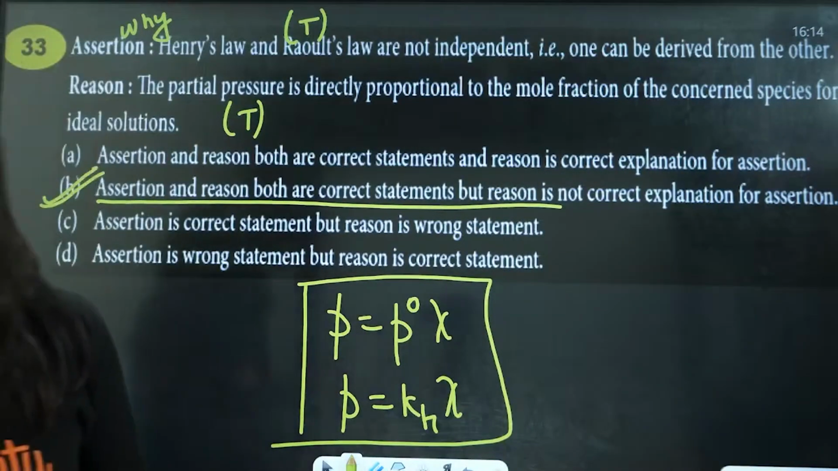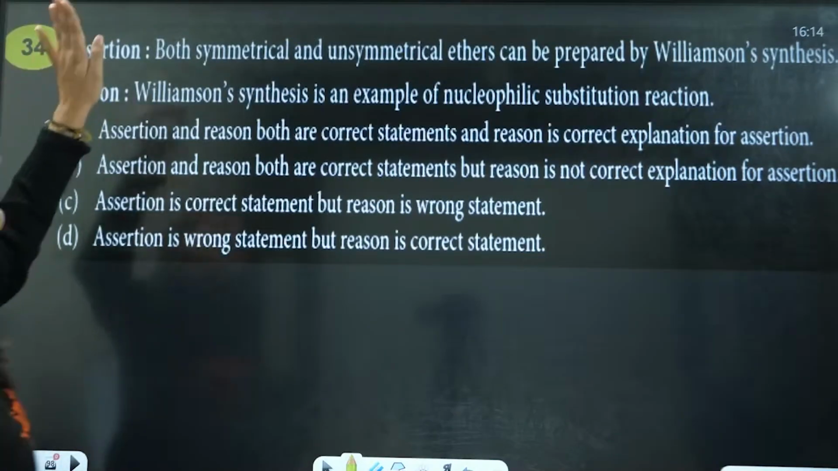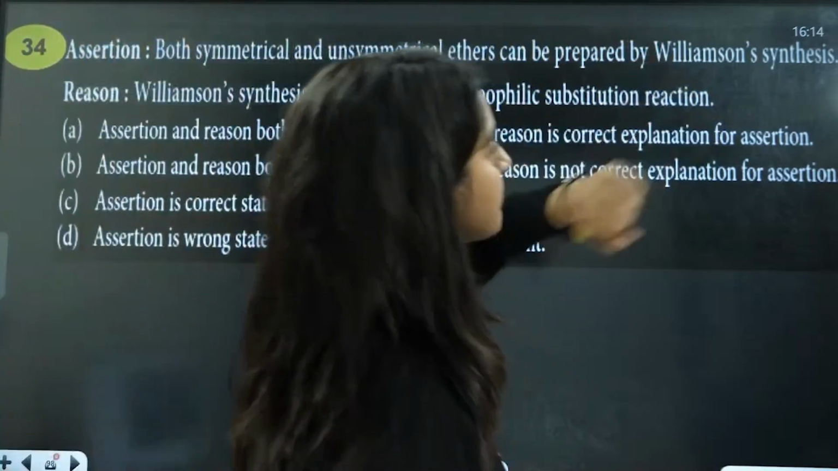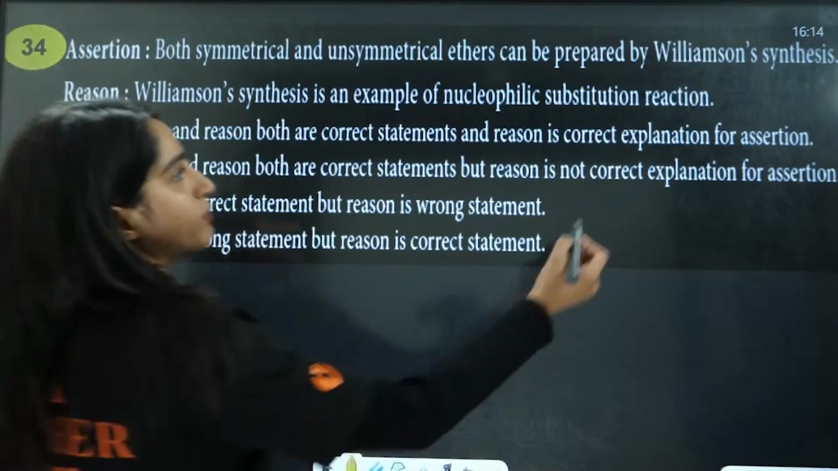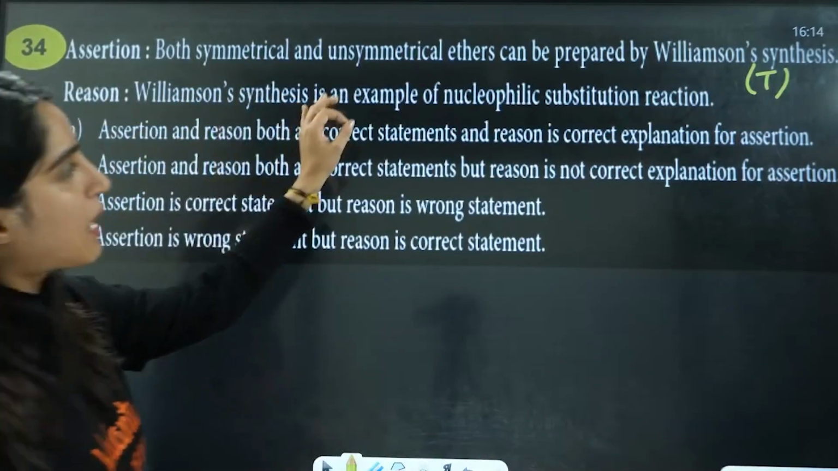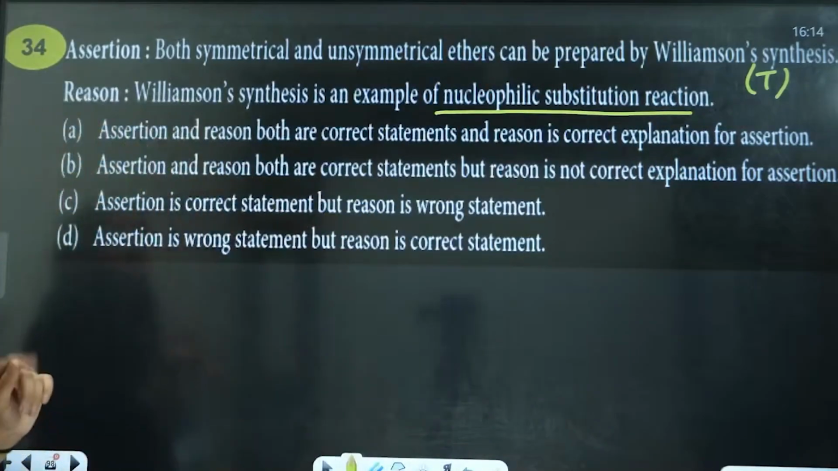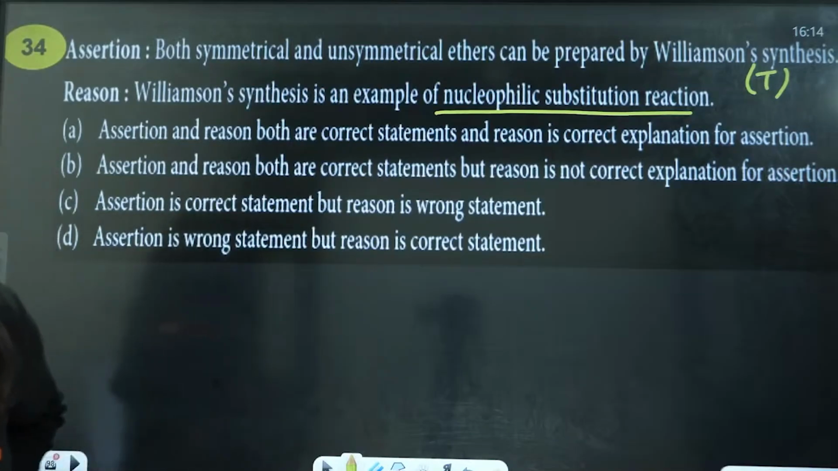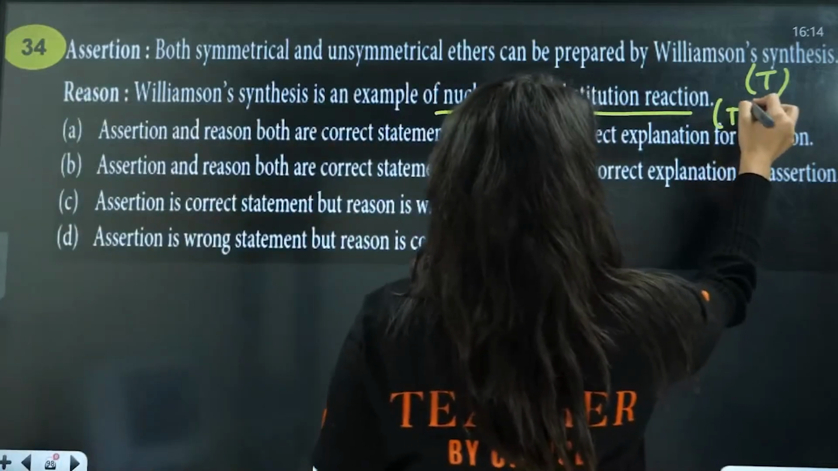Next we have: both symmetrical and unsymmetrical ethers can be prepared by Williamson synthesis reaction. Yes, both can be prepared, so this is a true statement. Next: Williamson synthesis is an example of nucleophilic substitution reaction. Is it an example of nucleophilic substitution reaction? Melvin is saying A. Yes, this is an example of nucleophilic substitution reaction.